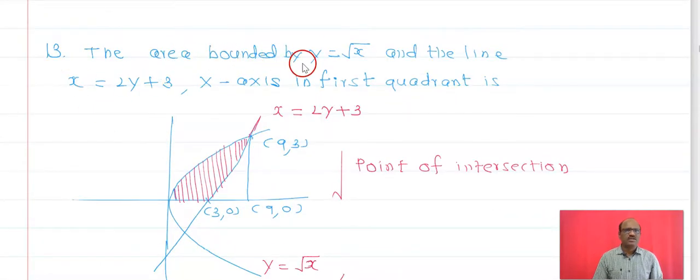Now, the problem number 13. The area bounded by y is equal to root x and the line x is equal to 2y plus 3, x-axis in the first quadrant.